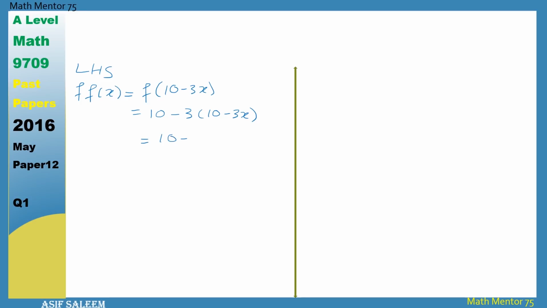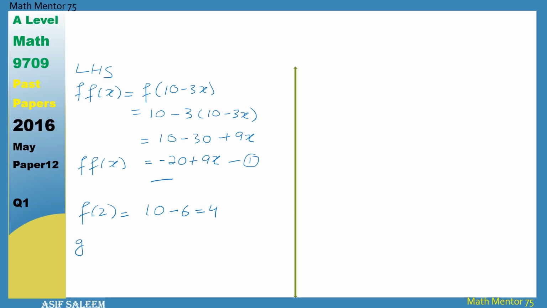So we have 10 minus 30 plus 9x. So finally we have minus 20 plus 9x. This is our left hand side, which is f of x. Let's say this is equation number 1. Now let's solve the right hand side, which is g f of 2. F of 2 is: replace x with 2, 10 minus 3 times 2, which is 4.